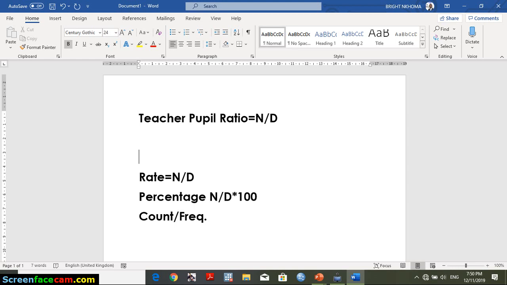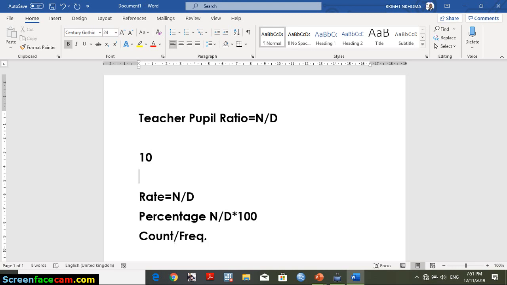Pupils, okay. So let's pick VUPI Primary School. Let's say at VUPI Primary School there are 10 teachers. Then at VUPI Primary School, let's say there are 2,000 pupils. So once we have the information like that, then it becomes very easy for us to measure the indicator.